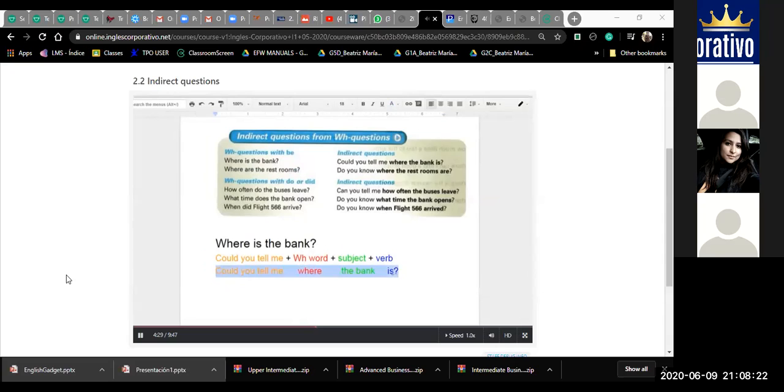I'm basically just going to copy that so you can see that it's basically the same pattern that we're following. We have, could you tell me? And that follows a WH word. So in this case, where? The subject is what's going to change now. And instead of saying the bank, we're now going to say the restrooms.